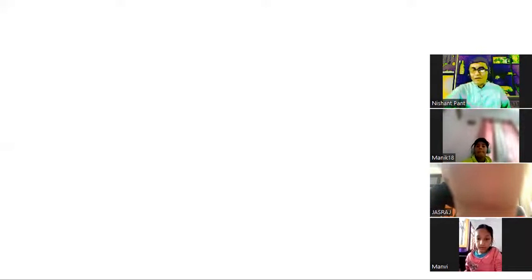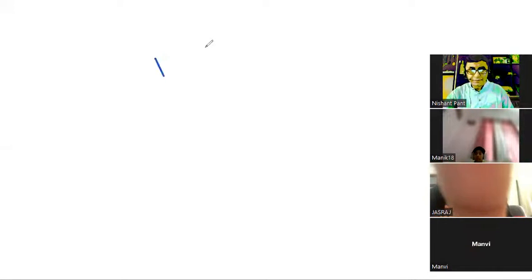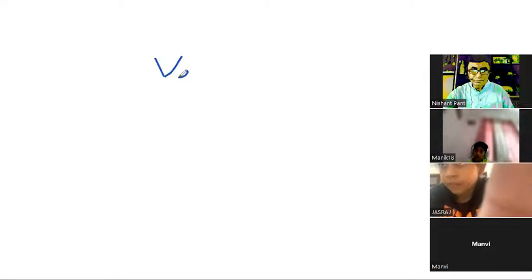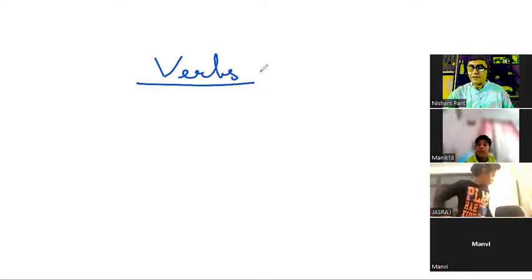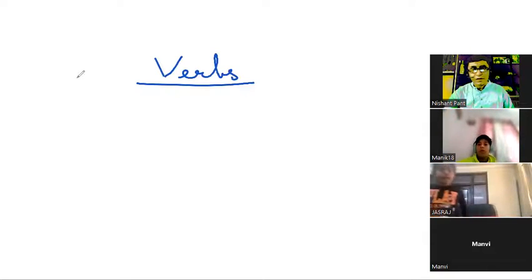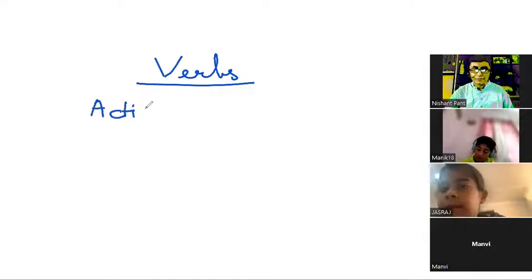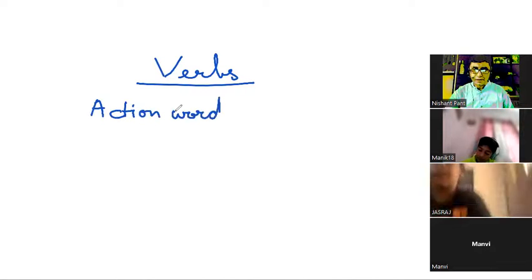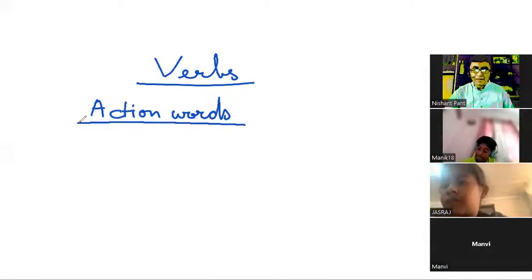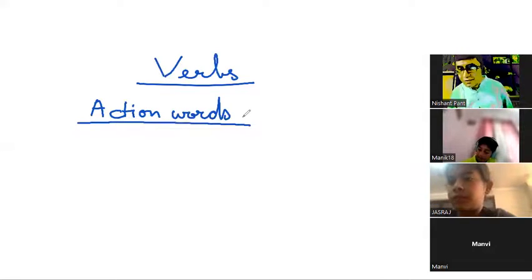All right, so let's start with verbs. A very simple definition of verbs is that they are action words. Action words. Simple definition, which students learn in class 1, 2 also.